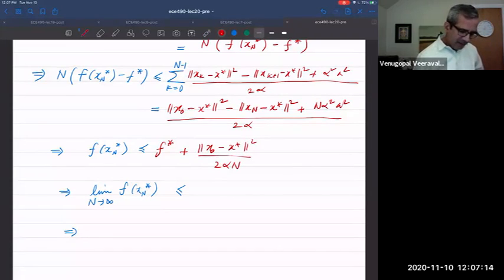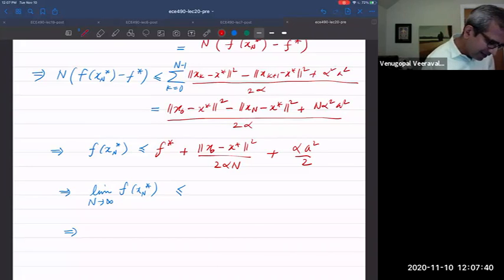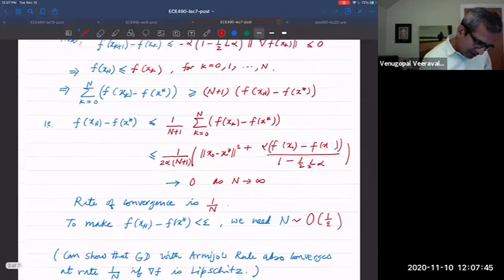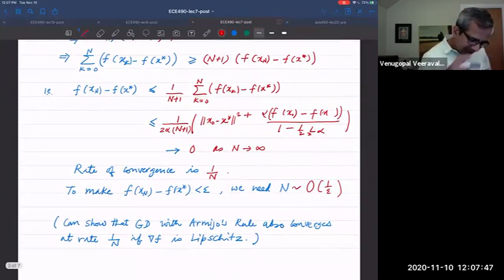And then I'll be left with alpha a squared divided by 2, some constant. So this is slightly different from what we had before in lecture 7. Let's see what happens. What happened in lecture 7 was we had this thing here.